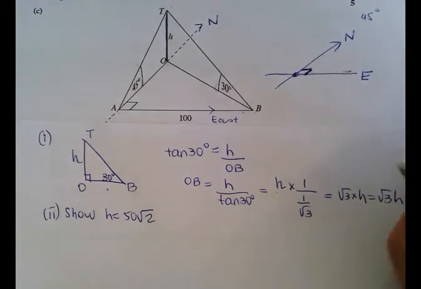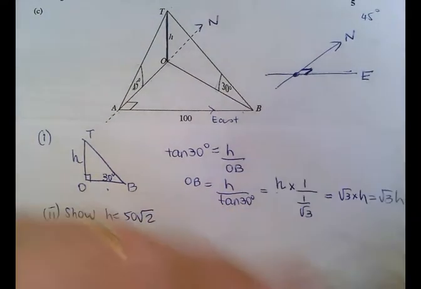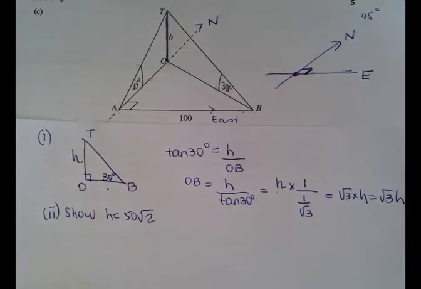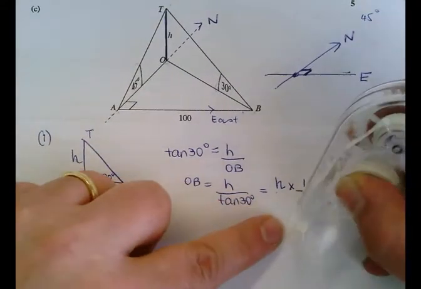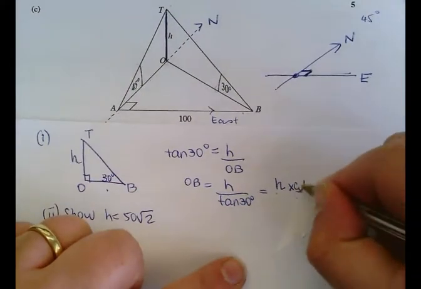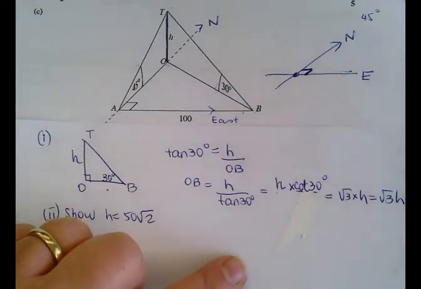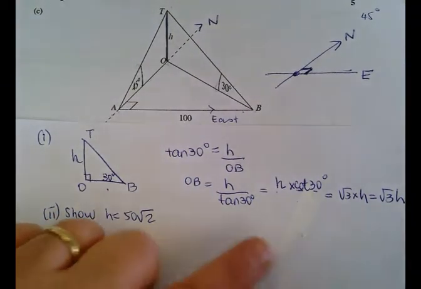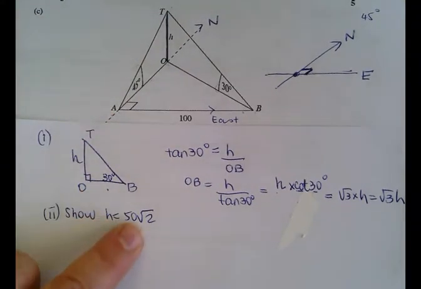It's root 3H. You could also write it as H cot 30, because cot is 1 over tan. It's really H cot 30. Do you see that? And cot 30 is root 3, so it's root 3H. And you have to show that H is 50 root 2.